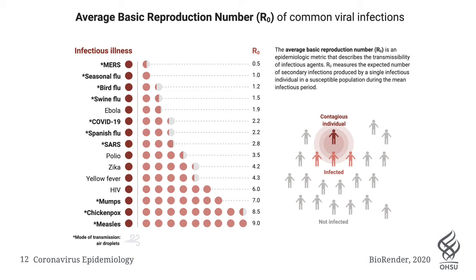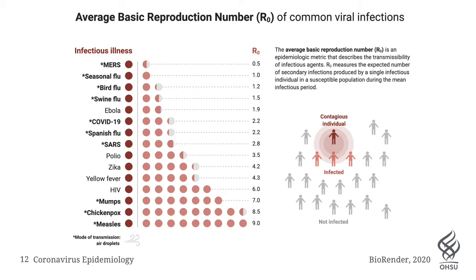This graphic shows us a scale of R0 values for a variety of infectious illnesses. At the top, we've got the lowest R0 with MERS, and at the bottom, we have measles, which has the highest R0 of 9. What does this mean? R0 is a measure of if one person walks into a community where no one has immunity to the disease, how many people is that one person going to affect?